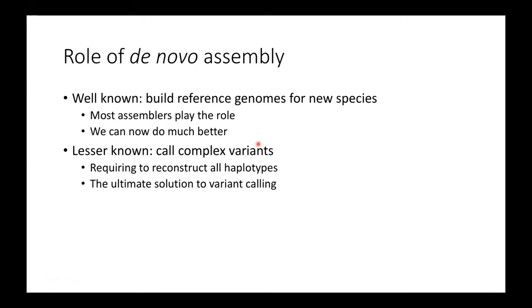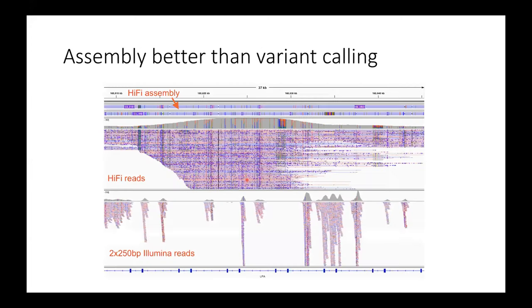And so the role, most people know the role of genome assembly. I think it's well known that if we want to get the reference genome of a new species, we will do genome assembly. But the lesser known role of genome assembly is actually to call complex variants. Keting actually talked about that. I will show you an example of why that's the case.